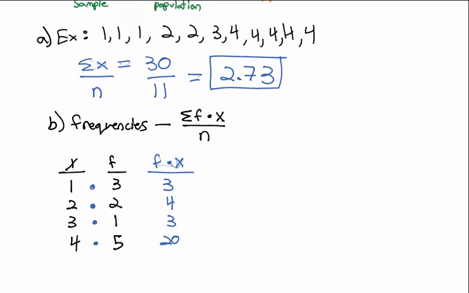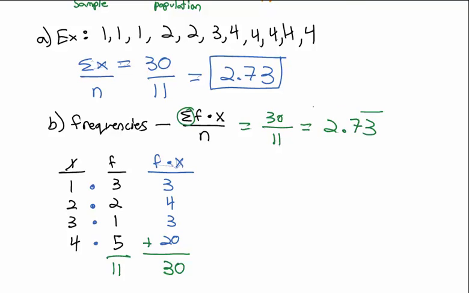We want the sum of the frequencies times x's, and so the way we get the sum is we add the fx column together. When we add those all together, we get 30. So we get 30 divided by, there's still 11 numbers, and if you're not sure, add up the frequencies. And 30 divided by 11 is still 2.73. So if we have frequencies, you'll multiply the frequency times the number instead of adding up all the individual numbers. Quite often, especially with large data sets, this is a lot quicker to do.